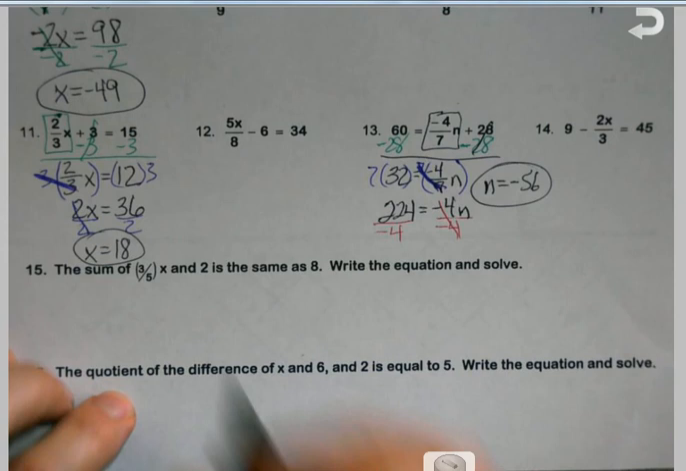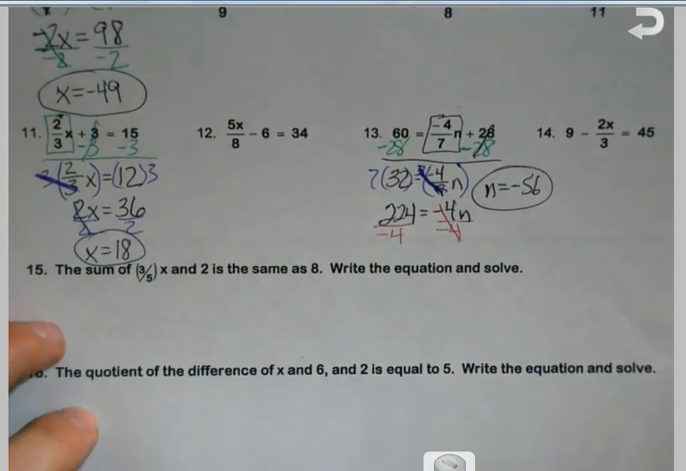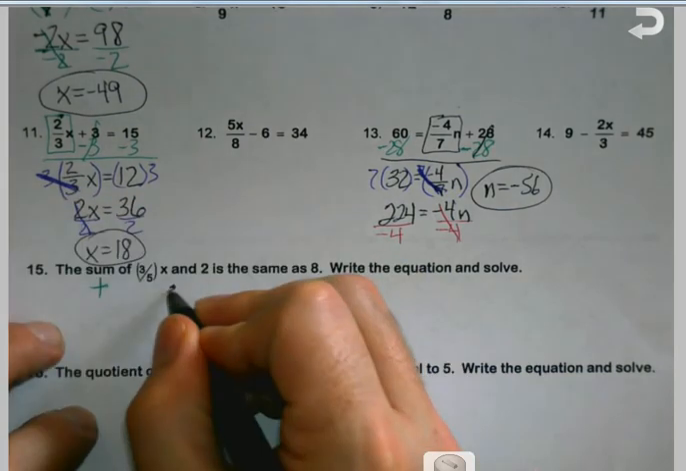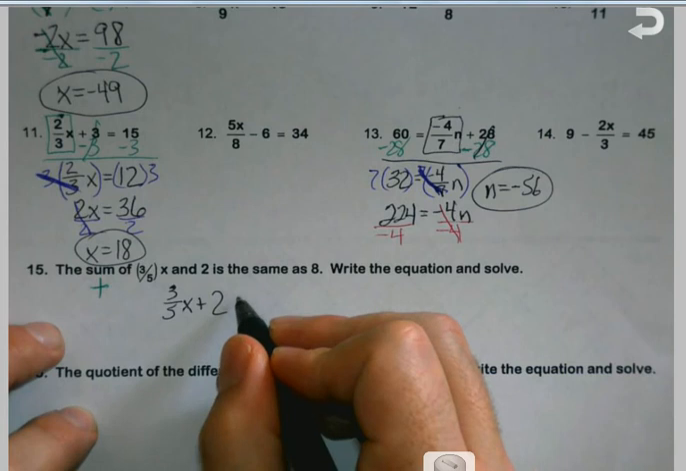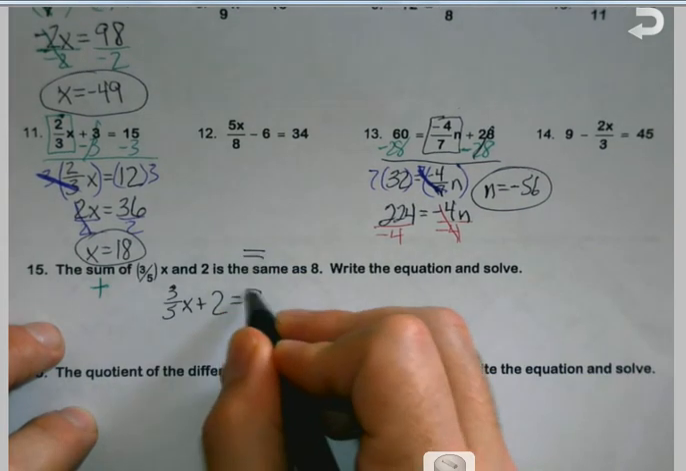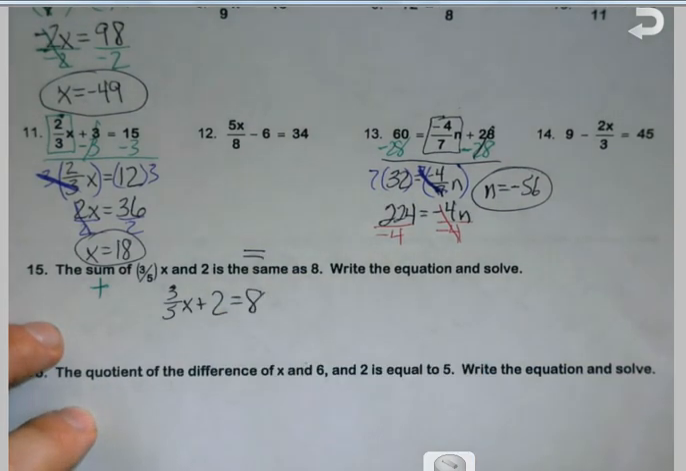So on 15 and 16, okay. The sum. What's sum mean? Add. We've been doing a ton of sums lately. I hope we know that. The sum of 3/5 x and 2 is the same as, otherwise known as equals, 8. And then I'd solve that.